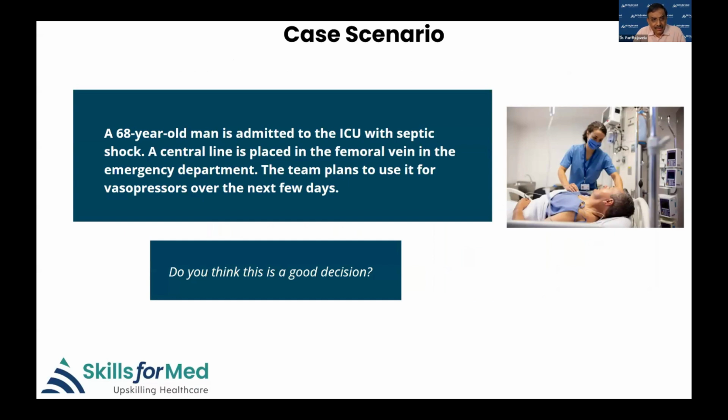A 68-year-old man admitted to the ICU with septic shock. Everybody is in a hurry, so you don't want to wait. You place it in the femoral vein, the central venous line, in the emergency. But after reaching the ICU also, the team plans to use it for vasopressor for the next few days because it has been put. So, is it a good decision?